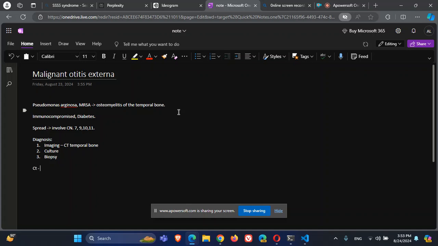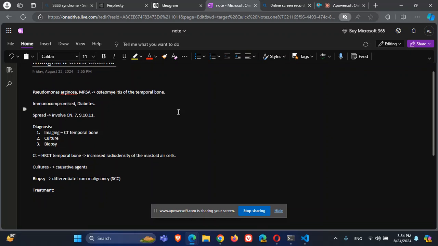So when we're talking about CT, we are talking about high resolution CT of the temporal bone. It can show increased radiodensity of the mastoid air cells in the temporal bone. Sometimes exposed bone can be seen when checking the patient in the ear canal. Cultures are done to identify the causative agents, and again, biopsy is done to differentiate it from malignancy, for example, squamous cell carcinoma.